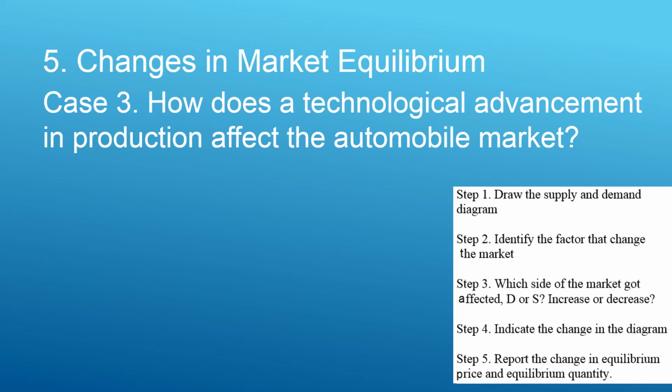Case number 3. How does a technological advancement in production affect the automobile market? Okay, highlight 2 keywords, right? Number 1 is what market are you talking about, right? Okay, so this is keyword number 1. And then keyword number 2 is what factor? The factor is technological advancement, right? So this is keyword number 2.